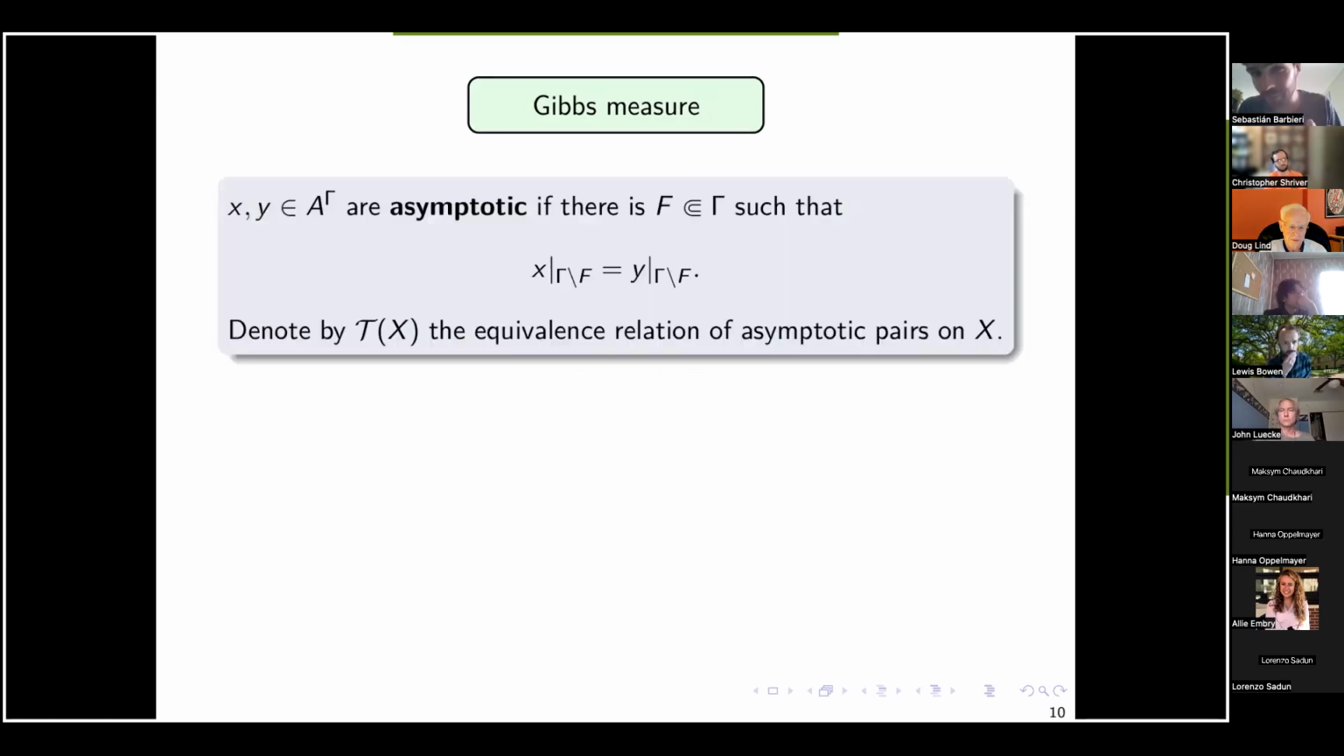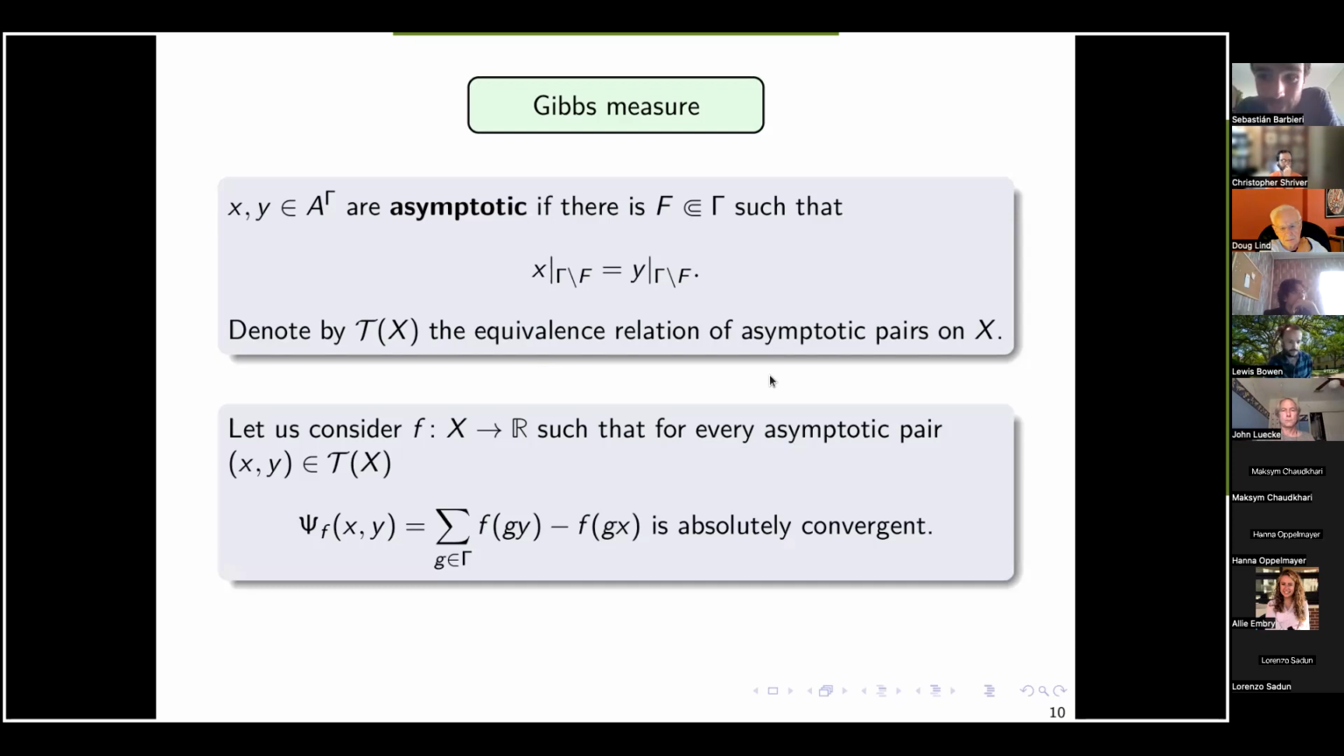Now, let me make that precise. I'm going to say that two configurations in the full shift are asymptotic if they differ just in a finite set of coordinates. So if x restricted to the whole group minus this finite set coincides with y restricted to the whole group minus this finite set, then the two points are asymptotic. And I'm going to denote by T of x the equivalence relation of asymptotic pairs.